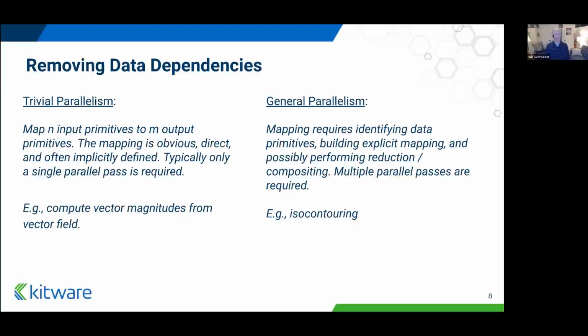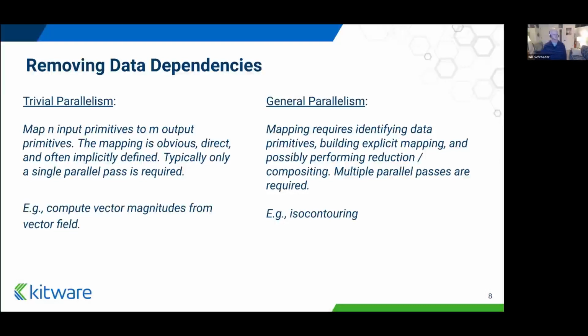And I like to think of parallelism in 2 broad categories. Trivial parallelism, which is basically a map of n input primitives to m output primitives. The mapping is typically obvious, direct, and often implicitly defined, and typically only a single parallel pass is required. A very simple example: given an array of vectors, compute magnitudes from the vector field. So for each input vector, I do some sort of L2 norm, and that's usually a simple operation. And then I write the output, which is the magnitude. So for each input vector, I have one output scalar, if you will, the magnitude.